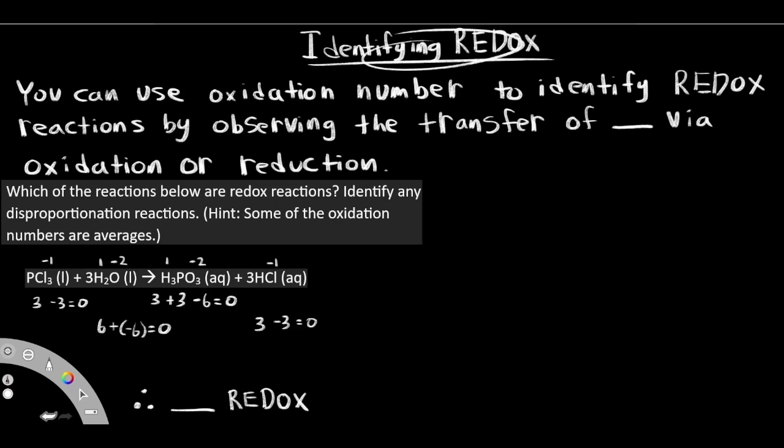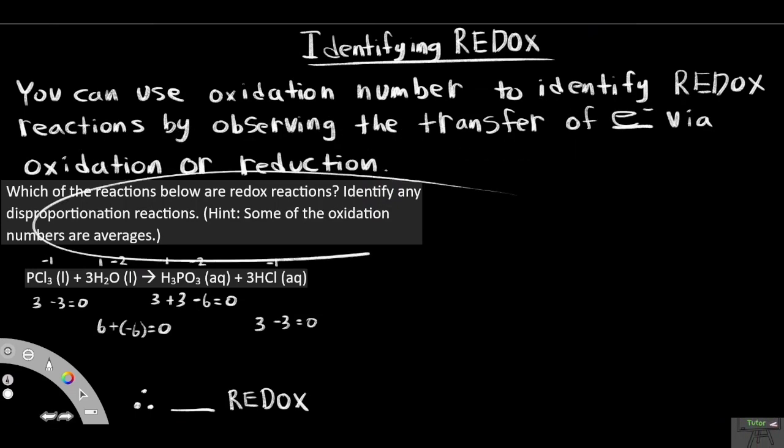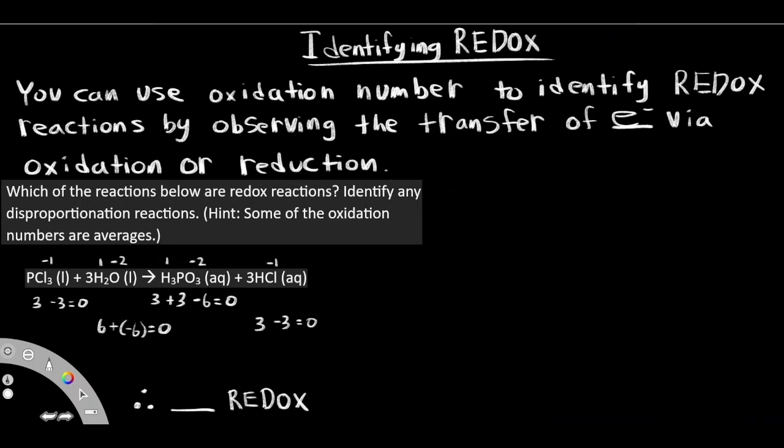Identifying redox reactions. You can use oxidation numbers to identify redox reactions by observing the transfer of any electrons via oxidation or reduction. Let's have a look at this question here. Which of the following below are redox? We're just looking at one example right now, and we have to identify if it's a disproportionation reaction, or if there's any redox going on, or if it's neither.